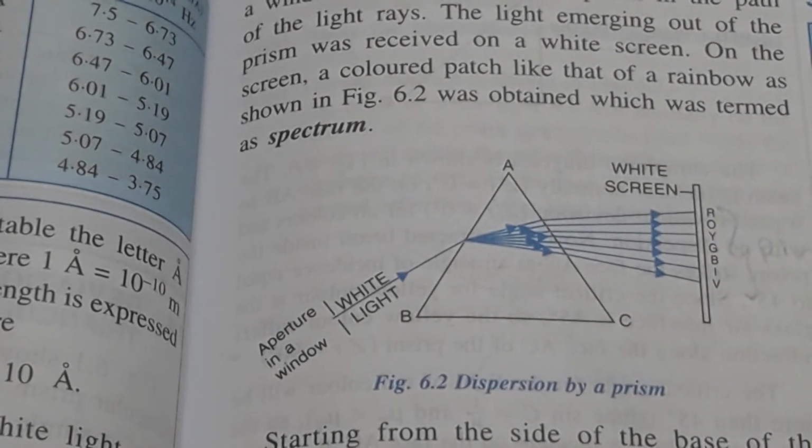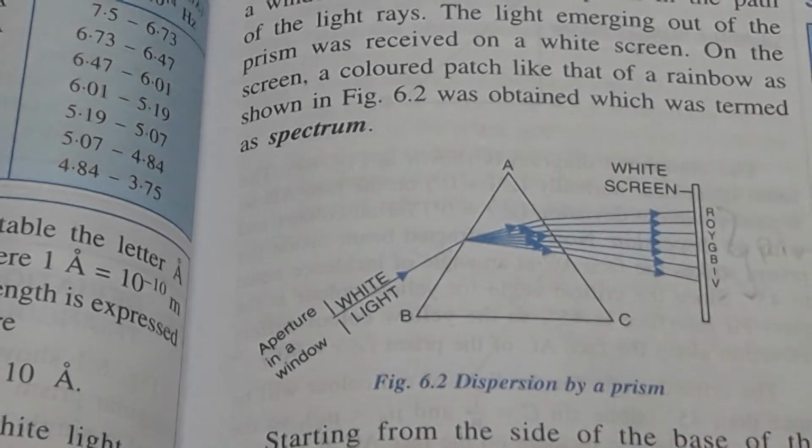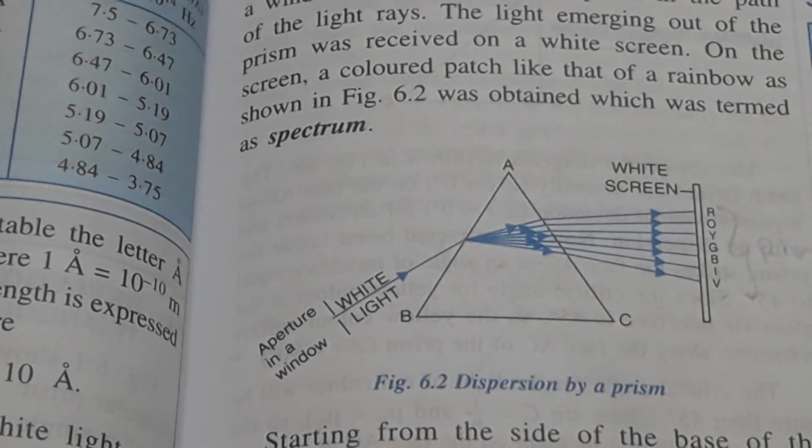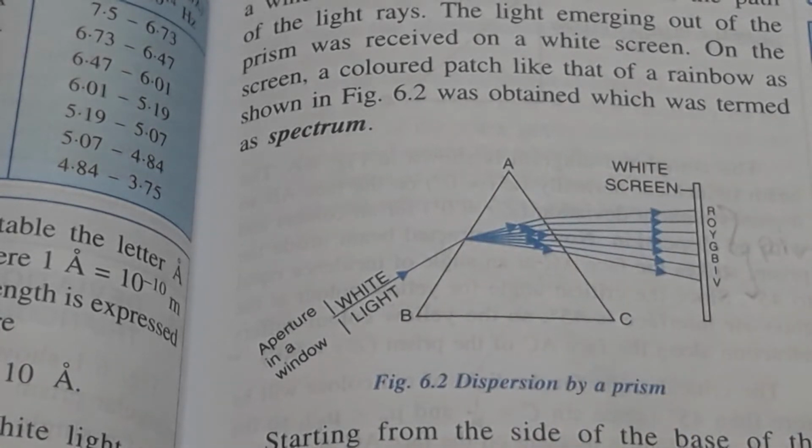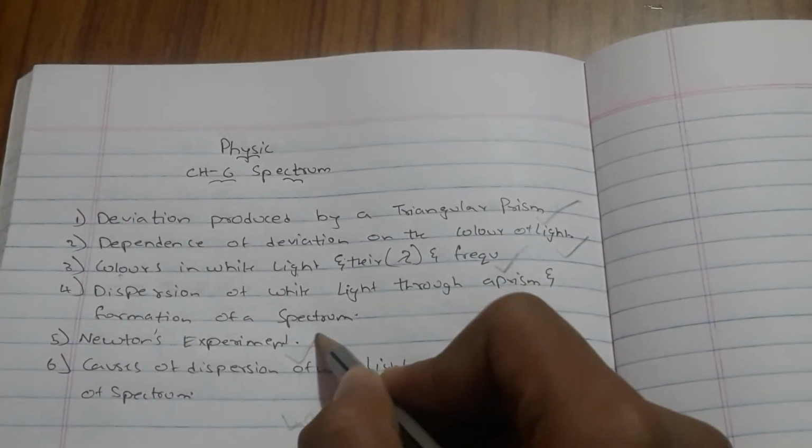By this Newton's experiment, we can conclude that white light consists of 7 prominent colors, and each color corresponds to a small range of wavelength. So we have completed up to Newton's experiment.